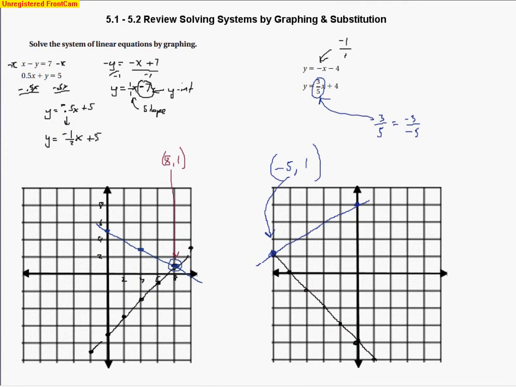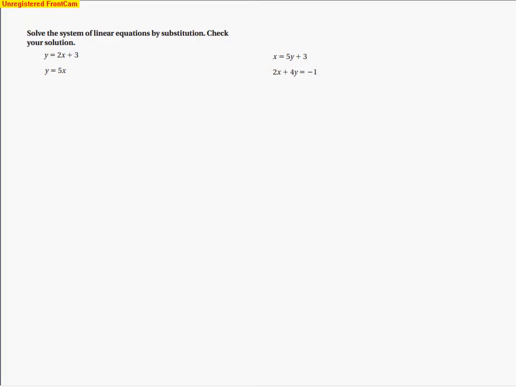Now we're going to solve some by substitution. So graphing's great until you end up getting something that doesn't fit on a graph too well, and that's where we need another method. Substitution works this way. If I've got y equals an expression and y equals another expression, I can set the two equal to each other. Y equals 5x, so I can write 5x, put that in place of this y. So 5x equals 2x plus 3.